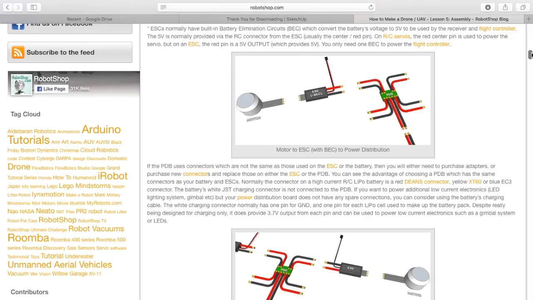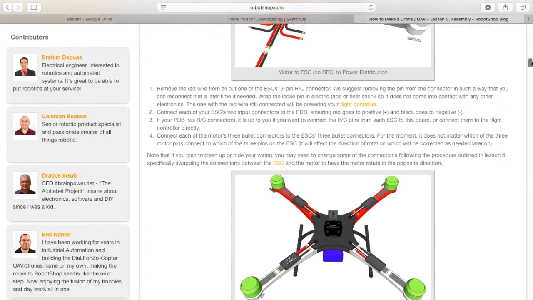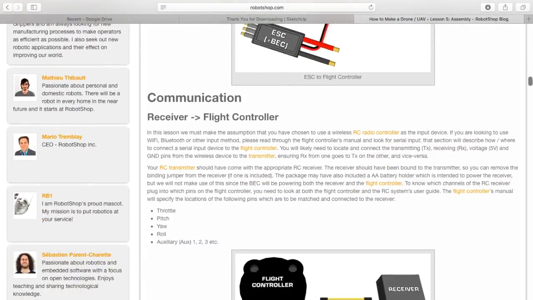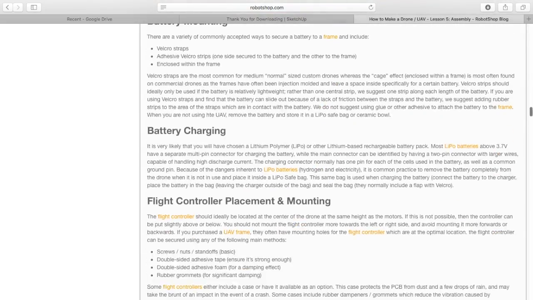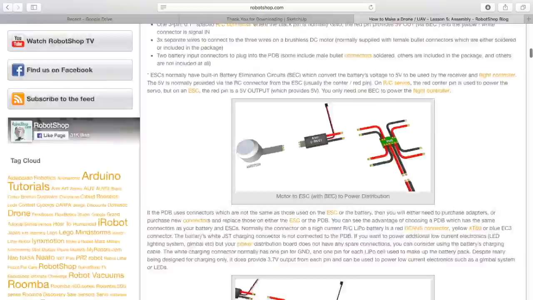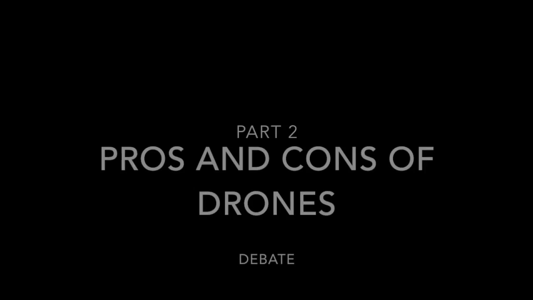Moving on, lesson 5 is assembly of the drone. The battery equals power distribution upstairs, as you saw it. The wiring of the drone and the receiver to the flight controller, so the receiver can transmit to the flight controller accordingly, which makes it fly.